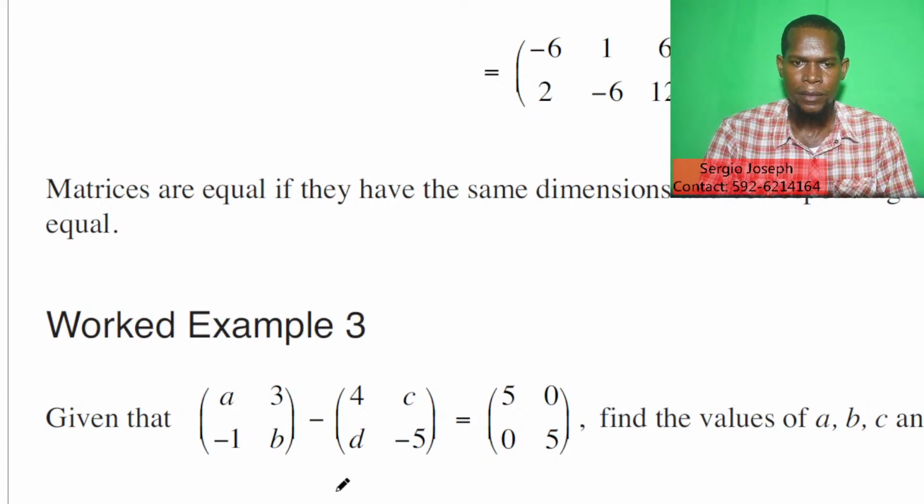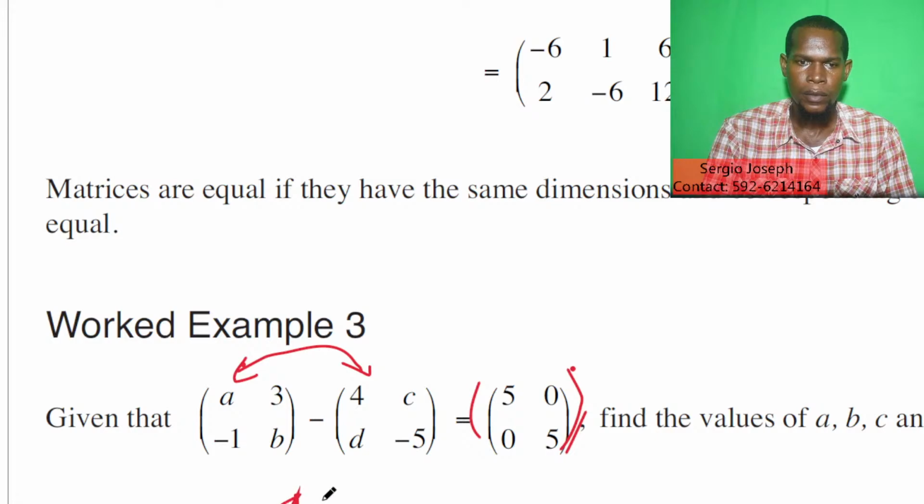So we have A. Looking at these two matrices, in order to get this answer here, some operation had to happen between these two matrices. And since it is subtraction, we know it is corresponding element to corresponding element. So let's go to the first one. So we will have A minus 4 is equal to the answer 5.